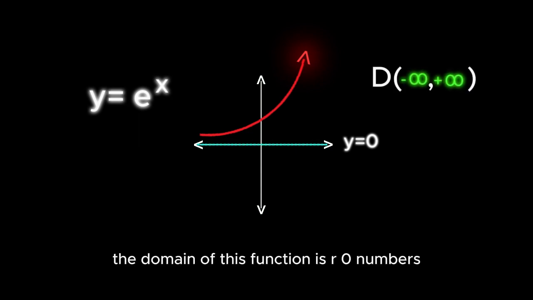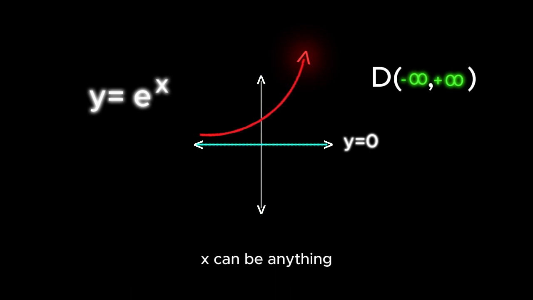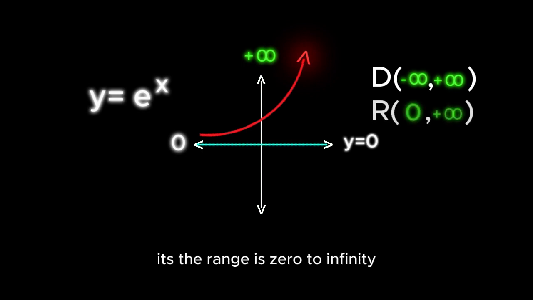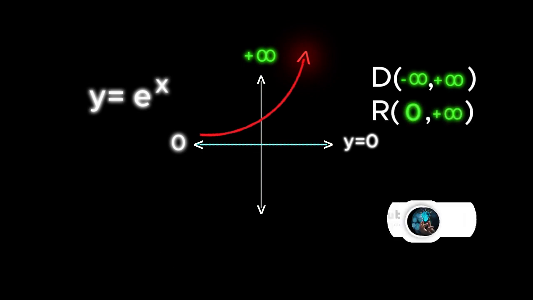The domain of this function is all real numbers. x can be anything. Now if we look at the y values, the lowest y value is 0, the highest is infinity, but it does not include the 0. So the range is 0 to infinity.